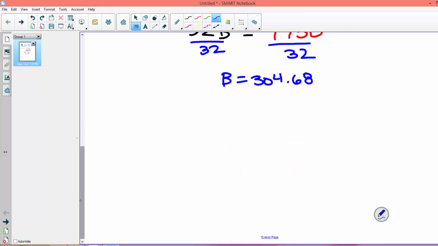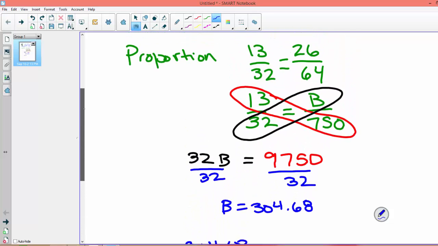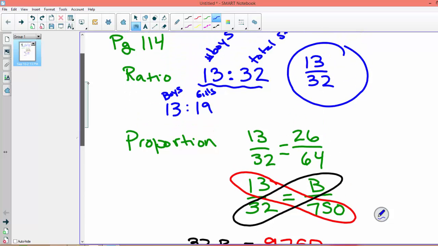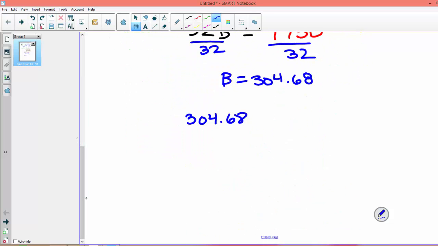So that proportion, boys to girls, would be 304.68. What did I do first? Boys to girls. And then you would have to subtract that from 750, 750 minus the 304, to get the 445.31. Boys to girls. Proportion.